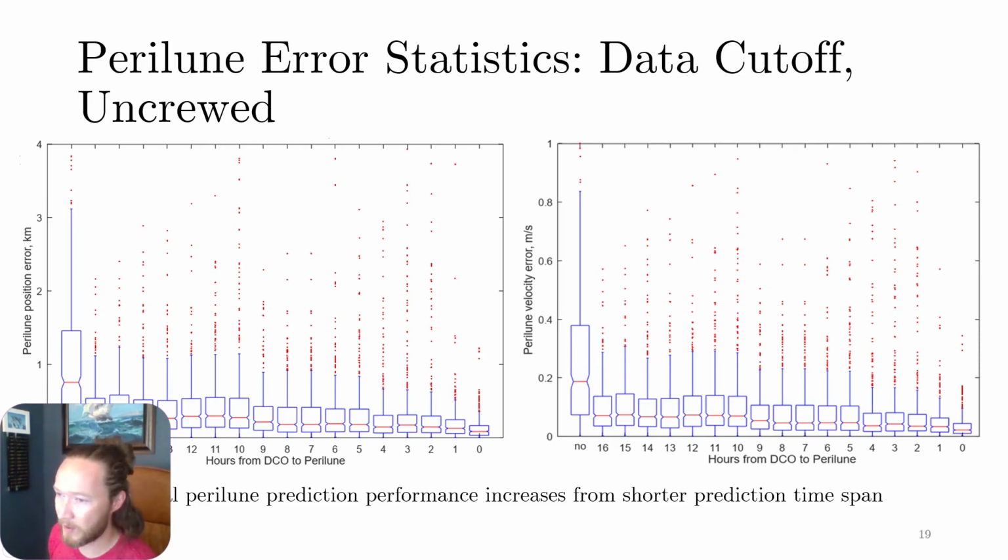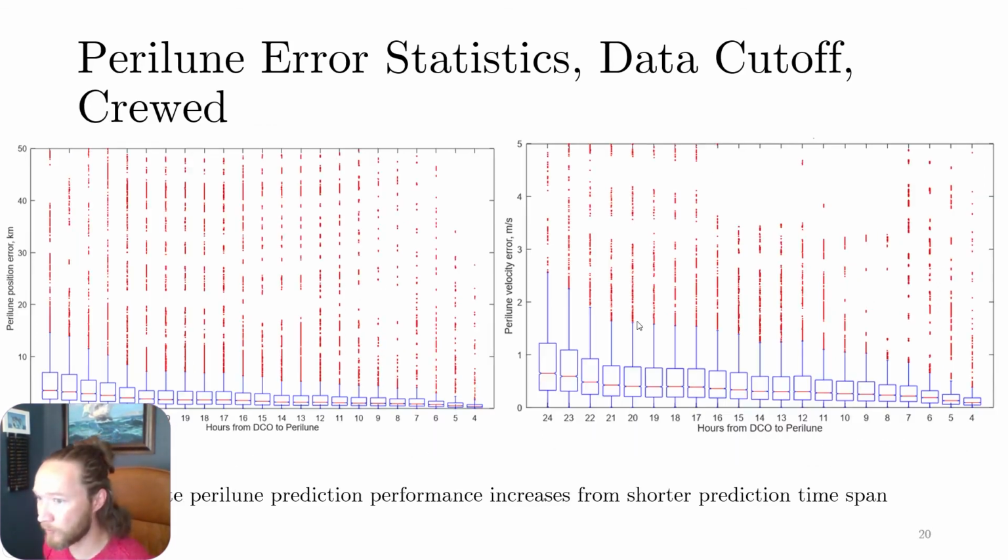But if that pass is 8 hours and ends with 16 hours or down to 0 hours of propagation to Perilune, we don't see very much of a difference, or it's pretty stable. So we say that there's a marginal prediction performance increase from shorter prediction time spans in that region.